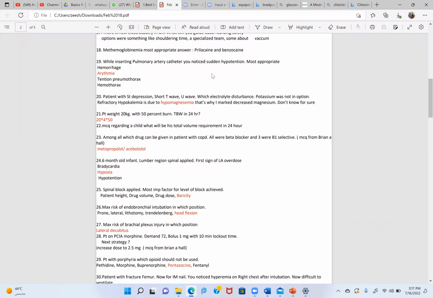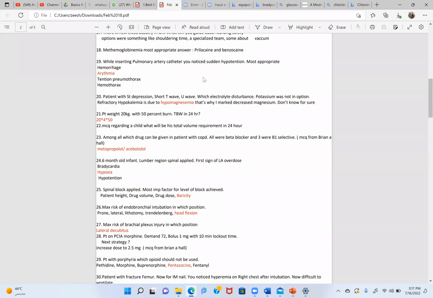Okay, tell me one thing. Whoever makes this question, there will be some hint about it. If, for example, they have told only during inserting, like they have written here, then arrhythmia is the option. But if they had given a scenario in which they are taking the measurement, or inflating the balloon, then hemorrhage, because at that time the pulmonary artery can rupture. You understand? This is a small point you should know.